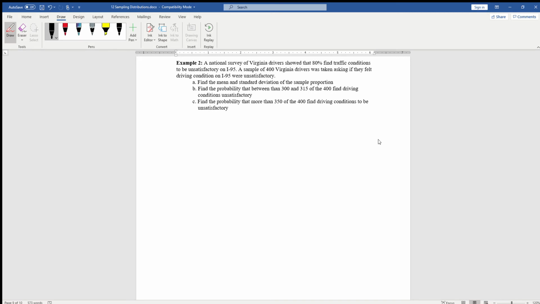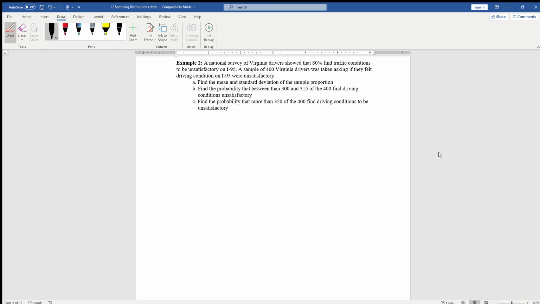Okay, so one final example. A national survey of Virginia drivers showed that 80% found traffic conditions to be unsatisfactory on I-95. Then they took a sample of 400 Virginia drivers and asked if they felt the driving conditions on I-95 were unsatisfactory. Find the mean and standard deviation, and then find a couple probabilities. Again, I was hoping that you would work this through prior to looking through the solutions. If you didn't, please pause it, go back and work through it.